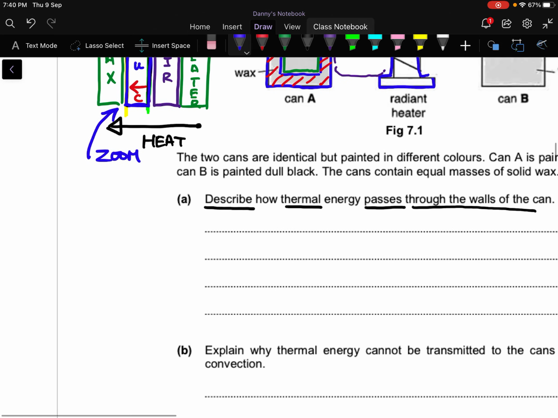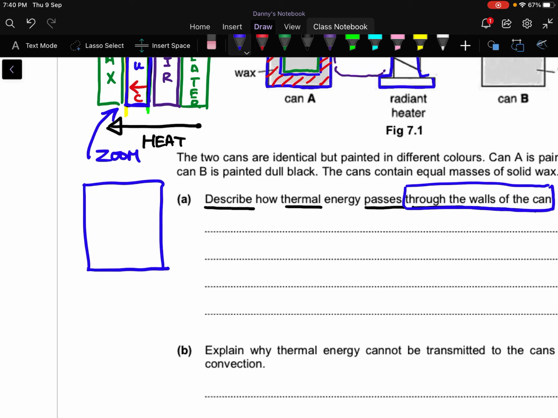So if I zoom into this blue layer, because that is what the question wants, he wants me to talk about how heat is transferred through the wall of the can. So I will have this wall whereby this layer is warm and then this layer is cooler. Then I want to talk about how the heat goes from the outer layer to the inner layer. Then of course there's only one transfer method I need to talk about, which is conduction. And I'm having 1, 2, 3, 4 answer lines.